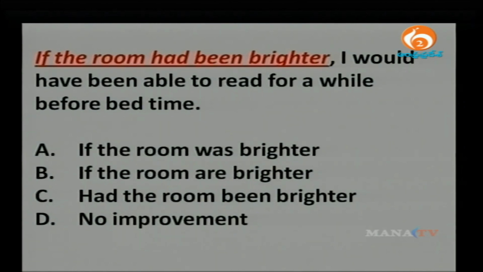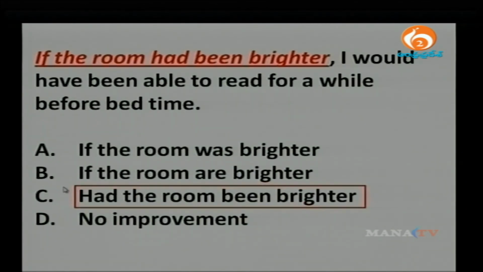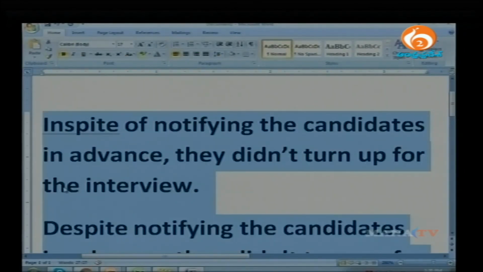Now this is a situation which could have happened but did not happen. So when you have a situation like this, you need to use the term had. For example, had the room been brighter, I would have been able to read for a while before bedtime. Let me give you an example.